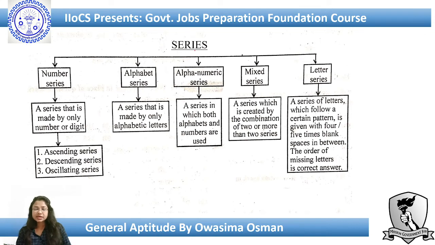so guys, here you can see that series is basically classified into 5 categories. The first classification is number series, and it is our today's discussion chapter. Another classification is alphabet series, next alphanumeric series, the fourth one is mixed series, and the last one is letter series.